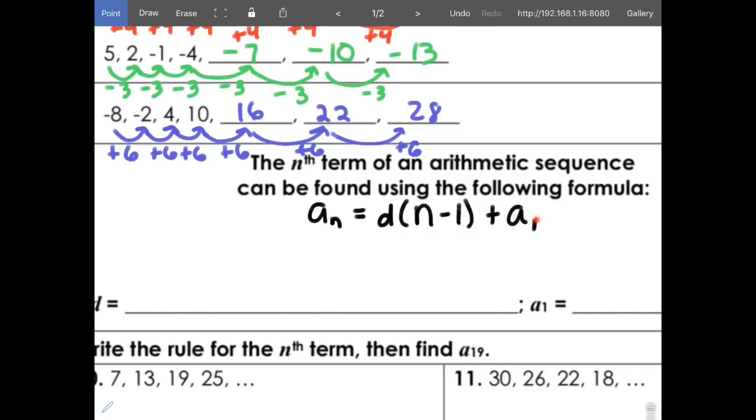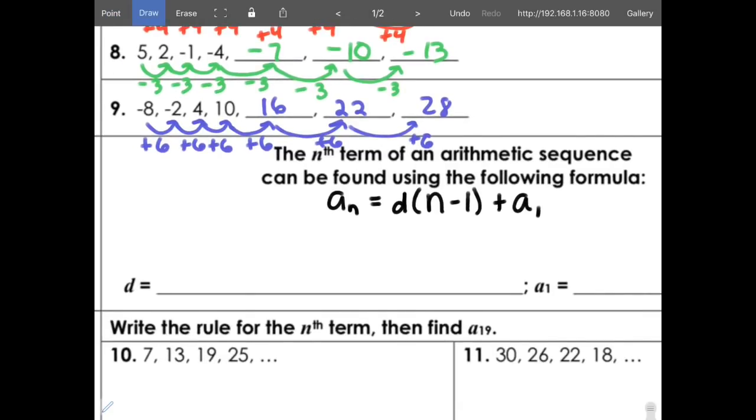plus A sub 1. Now let's actually write down what D equals. We know that D is the common difference. We've been doing that the whole time. Every single time we either added or subtracted above, that was our D, our common difference.